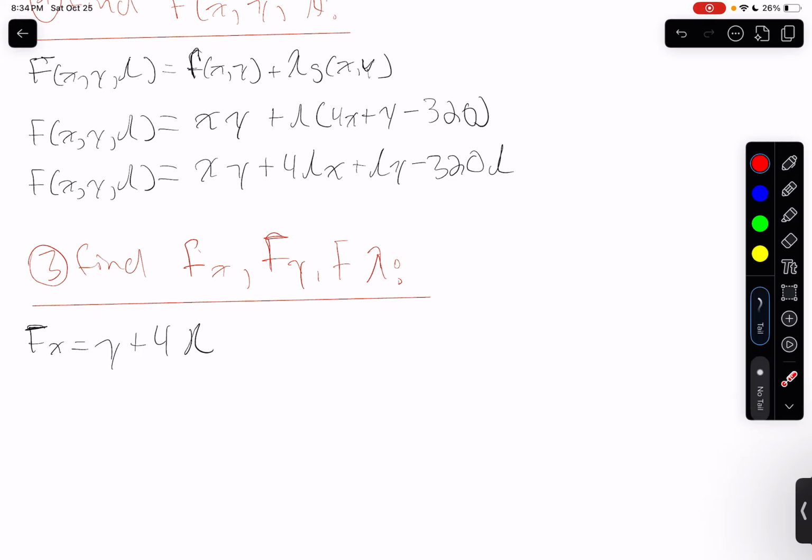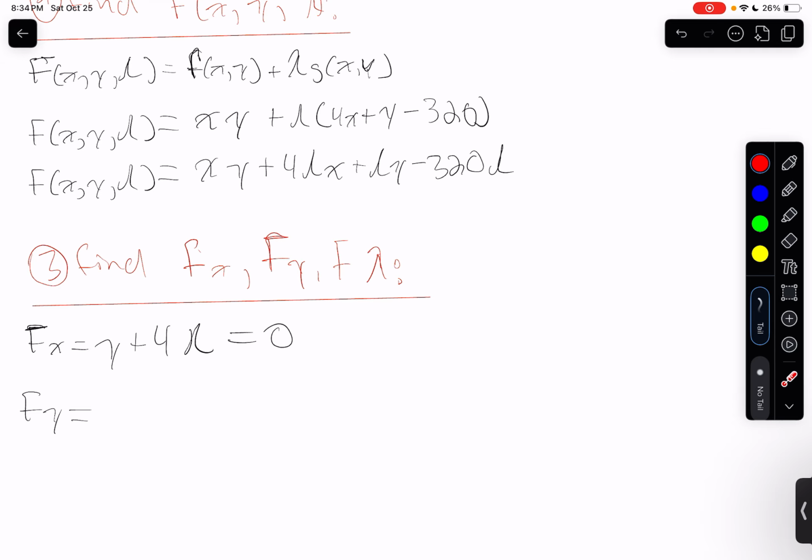Because the derivative of xy is y, and the derivative of 4 lambda x is 4 lambda. Lambda y would be 0 because it's not used with respect to the letter in our Lagrange multiplier, right? And negative 320 lambda is 0 as well because there's no letter in our Lagrange multiplier that correlates to the x. Okay. And we're going to equate this to 0. It's that simple.